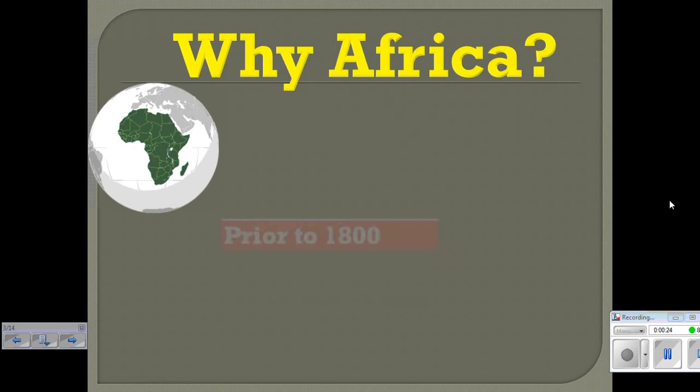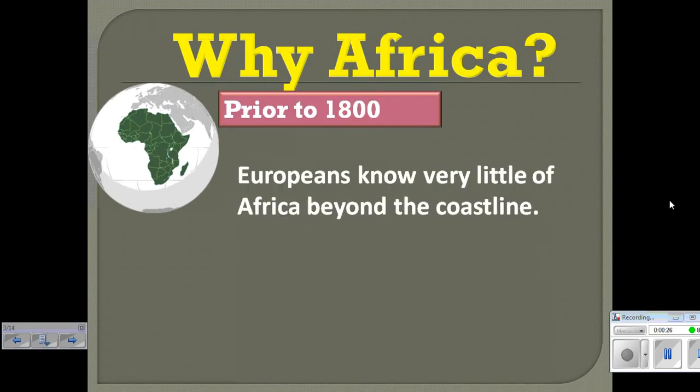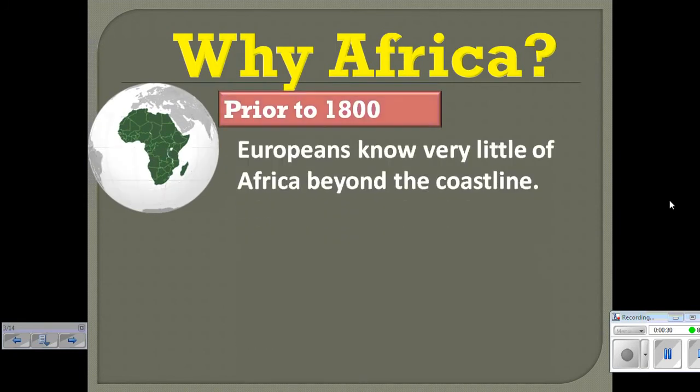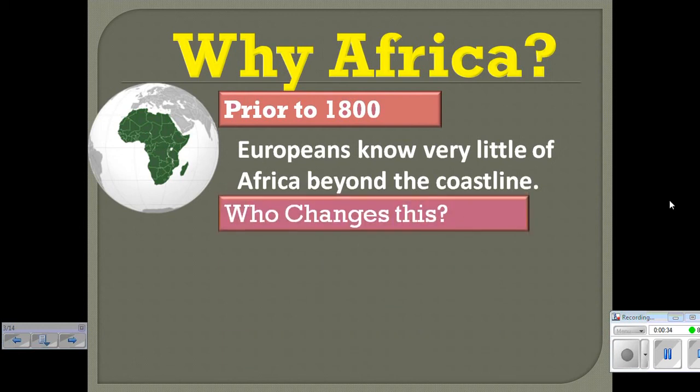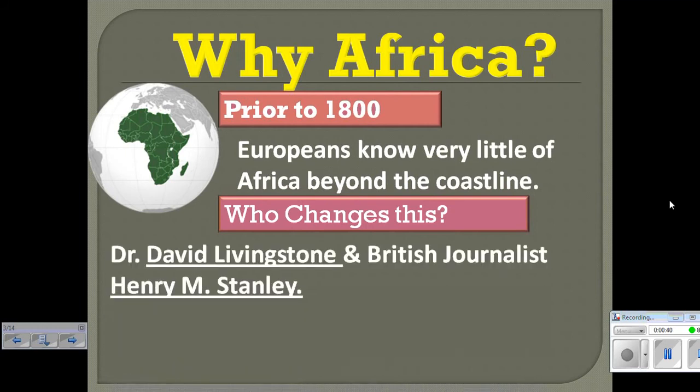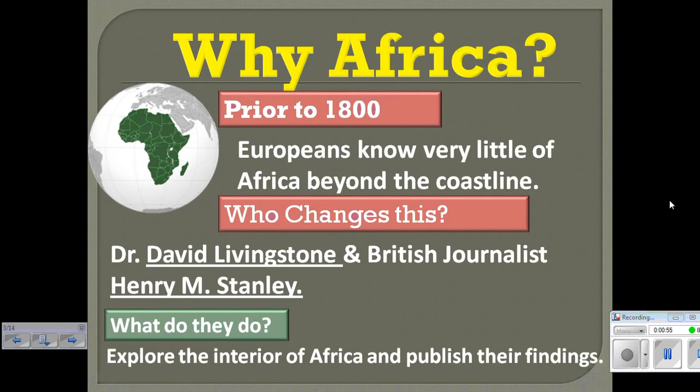Okay, so prior to the year 1800, class, in Africa, a lot was going on in the interior, but Europeans really didn't know about it. Europeans had primarily dealt with Africa on the coast, and they really hadn't gone into Africa. And the person that changes this, and you're going to want to write these two names down, is Dr. David Livingstone and British journalist Henry M. Stanley. These two gentlemen travel in Africa, they write about their findings, and they publish their findings. And when they do that, a lot of Europeans suddenly become very interested in what's going on inside of Africa.